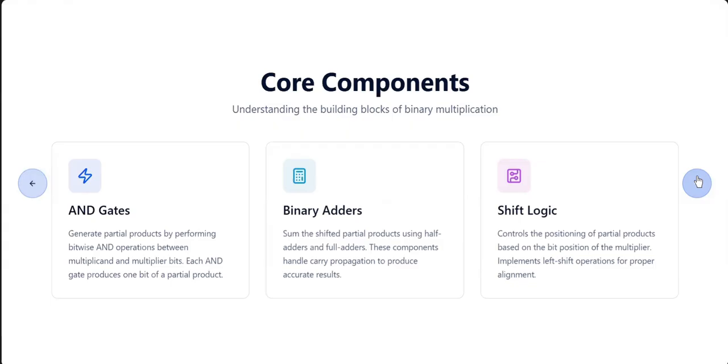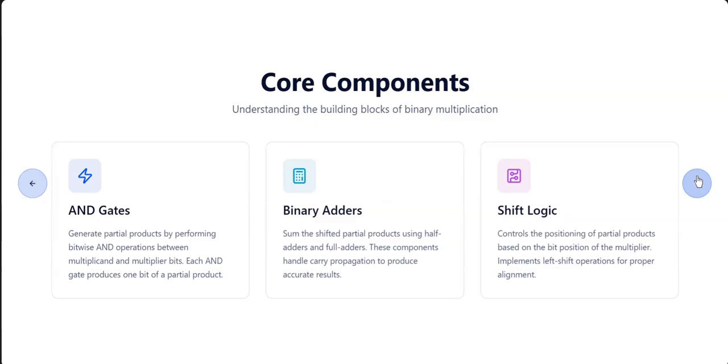Second, binary adders sum up those shifted partial products. These adders come in two variations: half adders and full adders, both of which are essential for handling carry bits in binary addition. Their main job is to ensure all the partial results are added together correctly, taking into account any overflow or carry that might result.